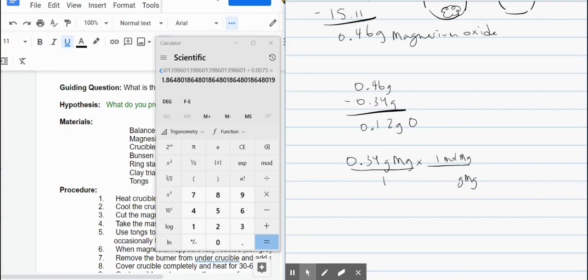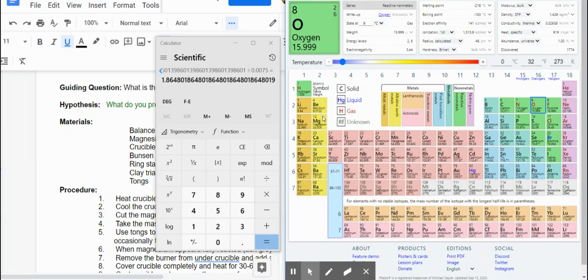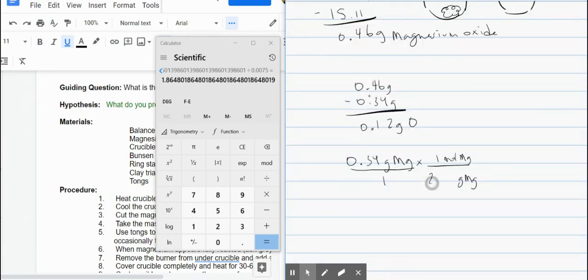This molar mass is found on the periodic table. For magnesium, the mass is 24.31. So we're going to divide by 24.31 grams per mole. And that gives us moles of 0.34 divided by 24.31. That gives us 0.01396 moles of magnesium. So we've found the amount of magnesium atoms in there, in moles.